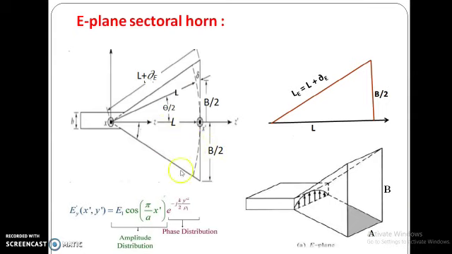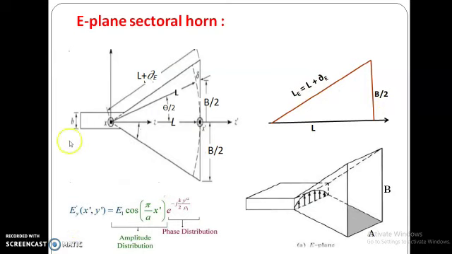This is the front view of an E-sectoral horn. See, this is the big aperture, which is called capital B. Half of that is B by 2, B by 2. This is theta, half of that is theta by 2. L is the radius of this curve, and this is L plus del E. Del E is a phase error. This term is introduced because of the phase error, and this is small b. If you just take half of the upper portion, L, b by 2, and this is L plus del E, and this is the equation.